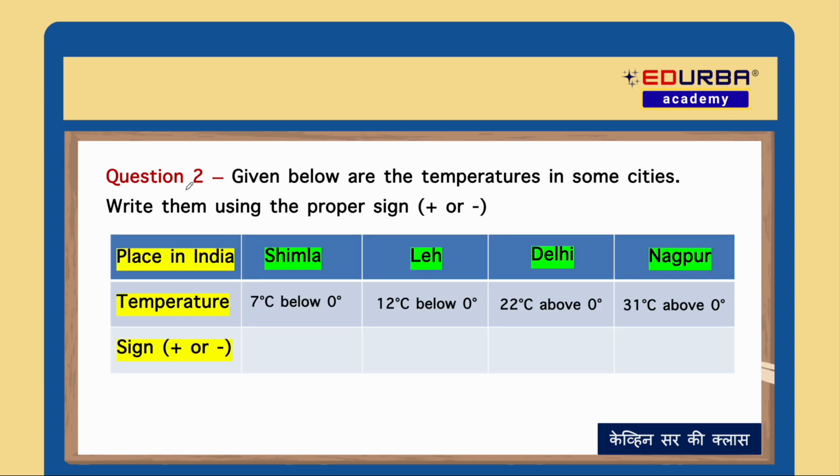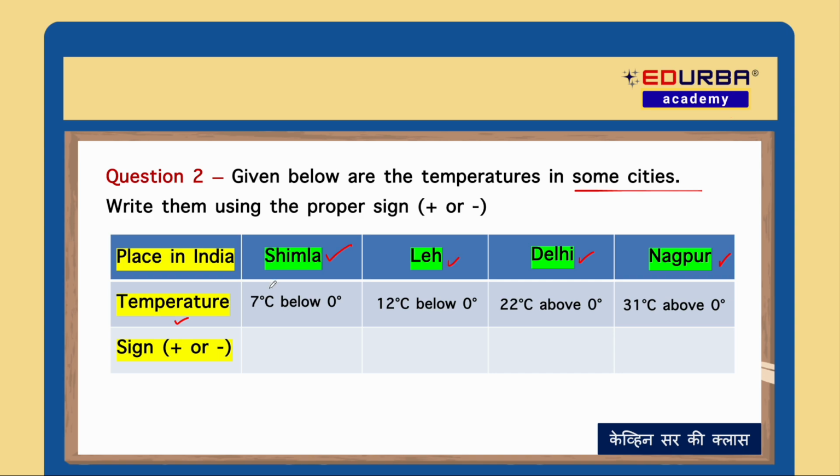Now this is question number 2. Here, given below are the temperatures in some cities. As you can see, we have Shimla, Leh, Delhi and Nagpur. These are cities in India. Now we have shown the temperatures in each city. Here we have shown the temperature, and here we have explained the temperature. Using this explanation, we have to use proper signs, that means plus or minus. Now we understand that any temperature above 0 degrees is plus, whereas any temperature below 0 degrees is minus.